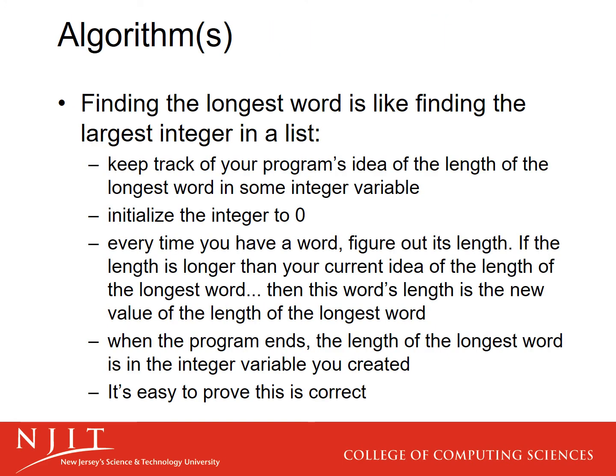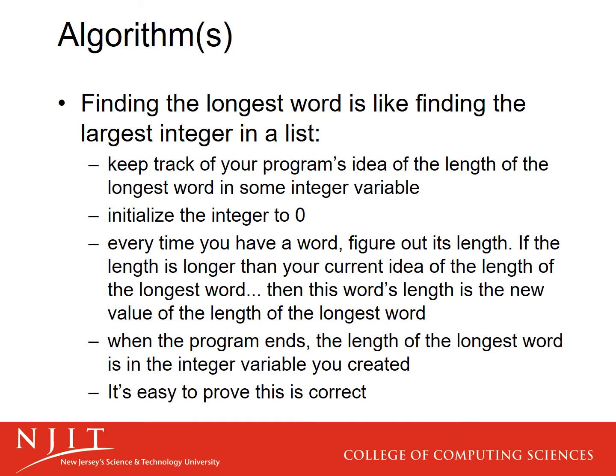Now, as for algorithms, finding the longest word is similar to the algorithm for finding the longest integer in the list, right? How do you find the longest integer in the list? You start off assuming that the largest integer in the list is the biggest negative number of all. And then you look at each integer one at a time and you say, is this particular integer I'm looking at bigger than what I currently think is the largest integer in the list? If so, it's the new largest integer in the list. And when I'm done going through the list, I know what the largest integer is.